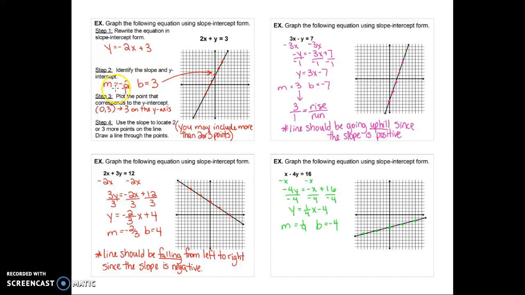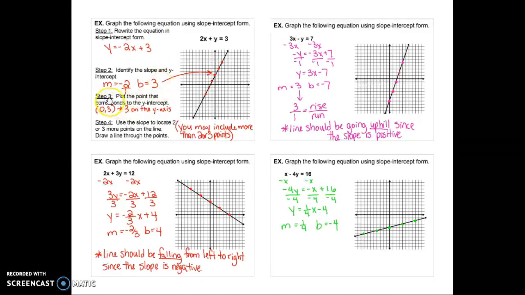So you just want to write down what your m and b values are. My m value here is negative 2. I'm going to rewrite that as a fraction because I'm dealing with slope, and when you're graphing slope, you need it to be a fraction. So negative 2, in order to make that a fraction, I just put it over a 1. So negative 2 over 1. My y-intercept then is a positive 3. So b equals 3.